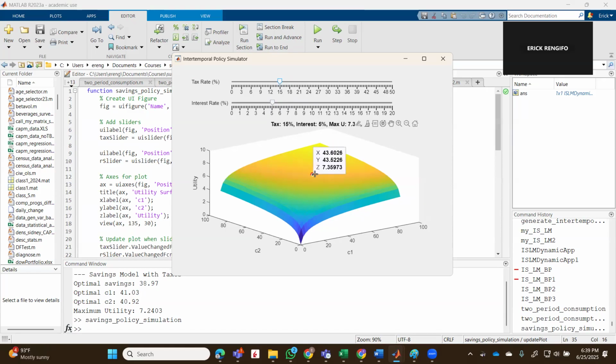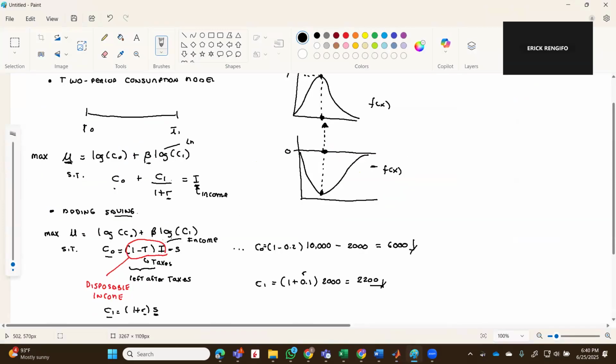Do you see? In this case, the taxes affect together our current consumption and our future consumption. Why? Because taxes determine what my disposable income is. Make sense? So if taxes decrease, what happens with my disposable income? It's going to be higher. Do you agree?